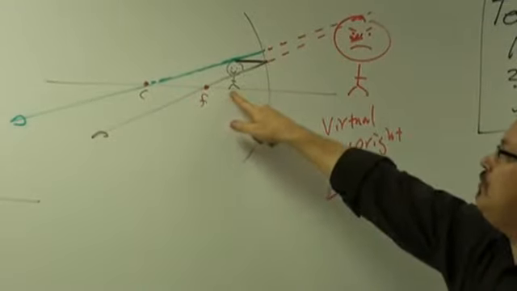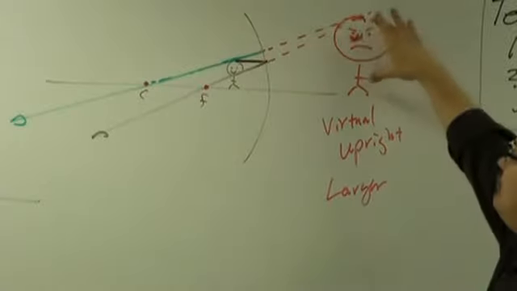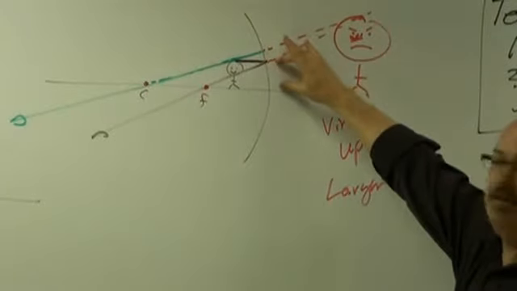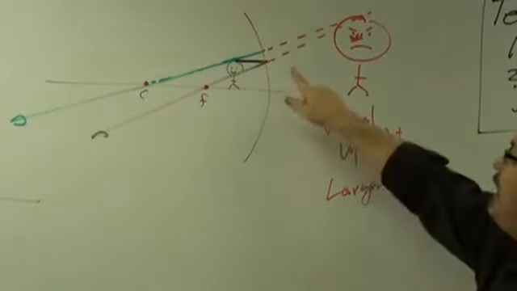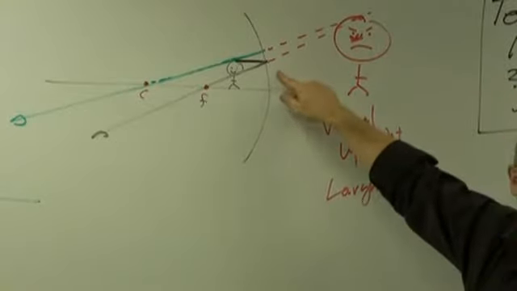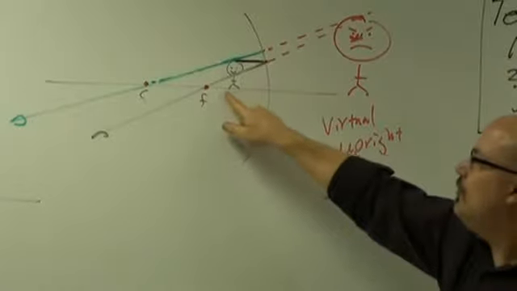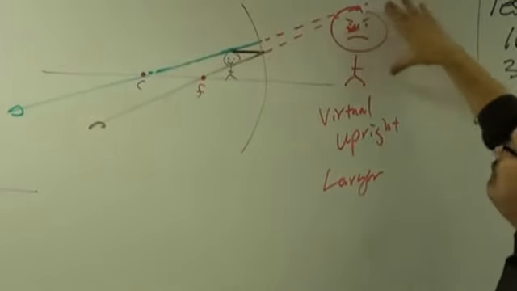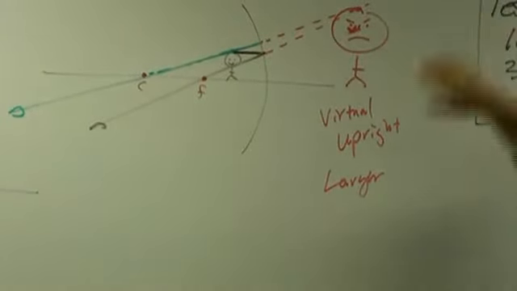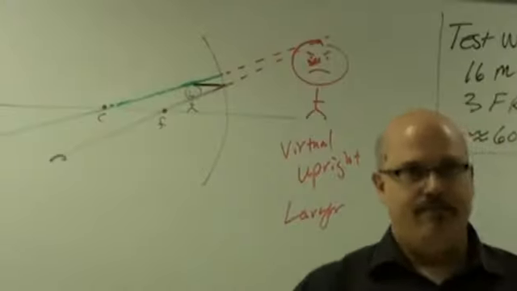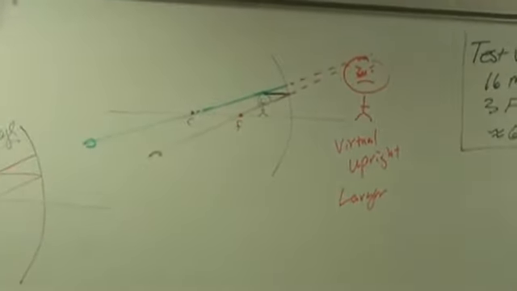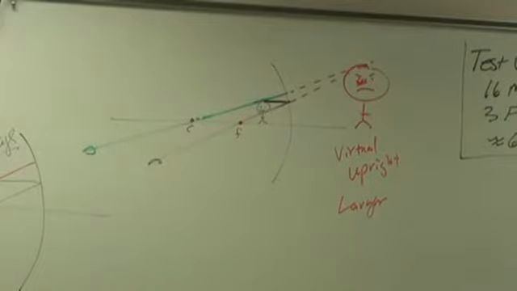The closer you bring it into the mirror, the smaller this image will get until you're right up next to the mirror and it looks like you're almost the same size. It's a little bit bigger still. As you move closer and closer to the focus, this thing gets farther and farther away and bigger and bigger. Okay? You can get it to be a really huge image.